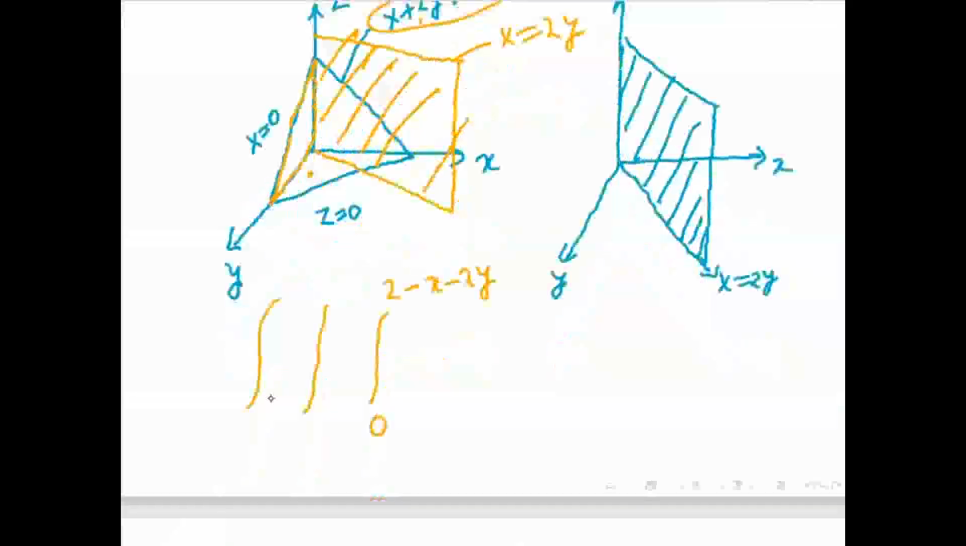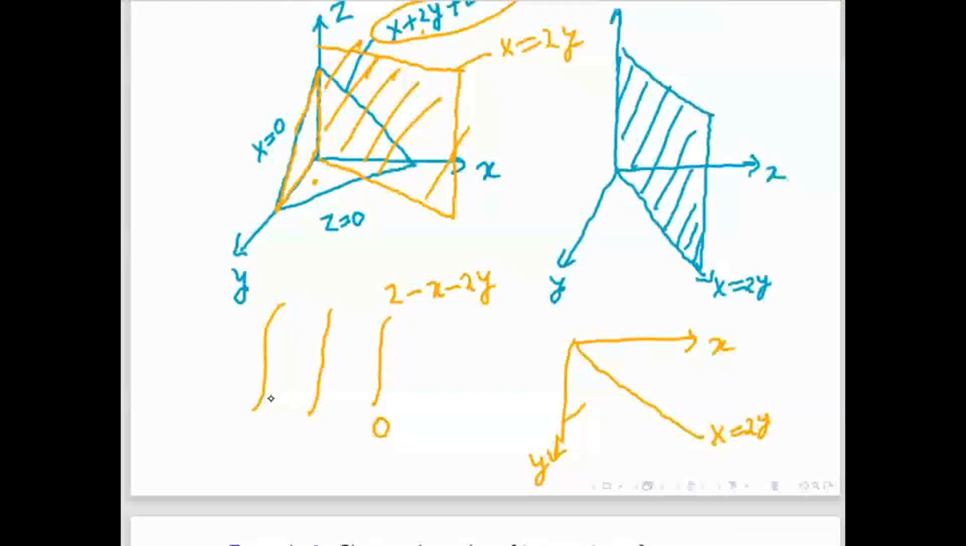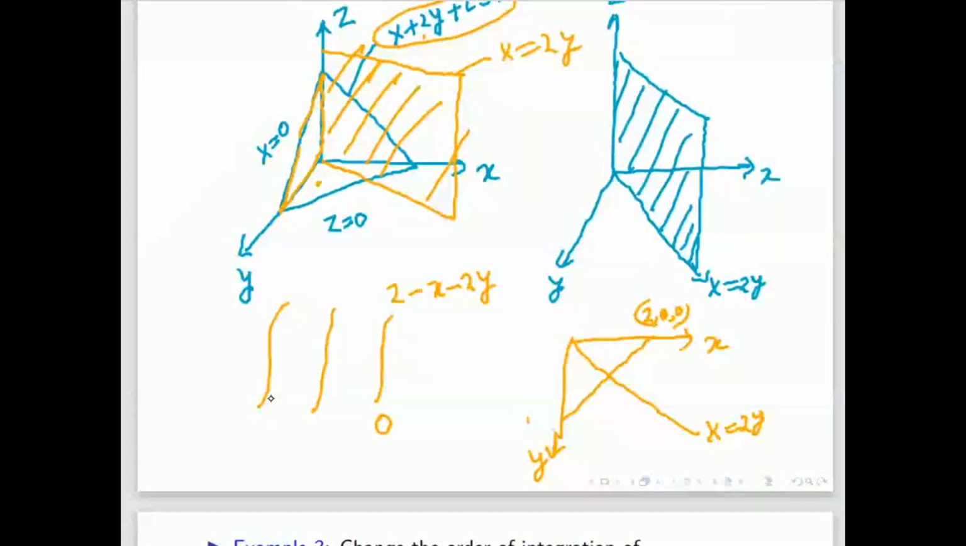So we'll draw this again in the xy plane so that we can clearly see. This is y, this is x equal to 2y, and this one. This point is (2, 0, 0). This point is (0, 1, 0). So this is region 1 and region 2. Which one is the actual region, 1 or 2? Region 1. In this region 1, we will take either a horizontal strip or a vertical strip.